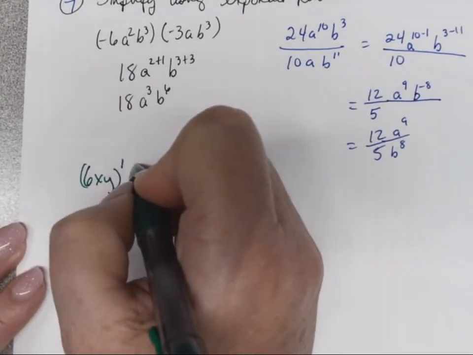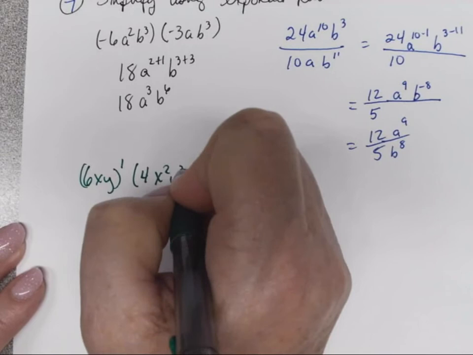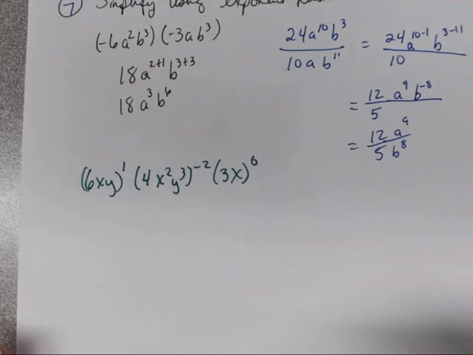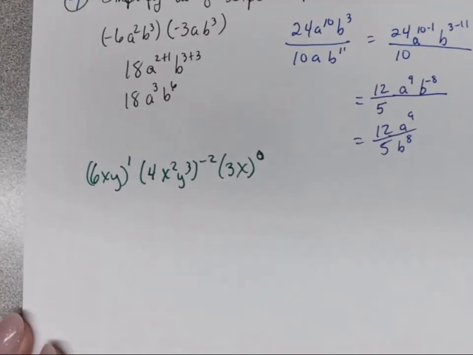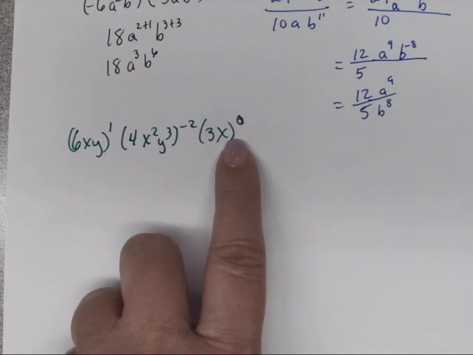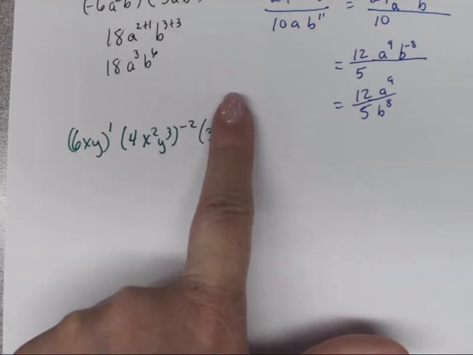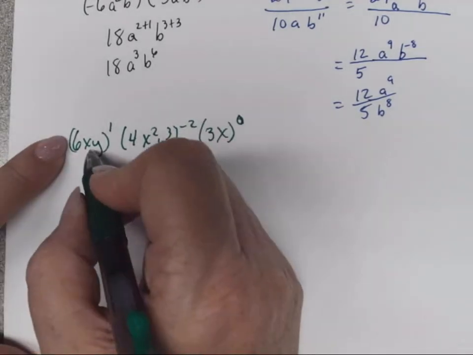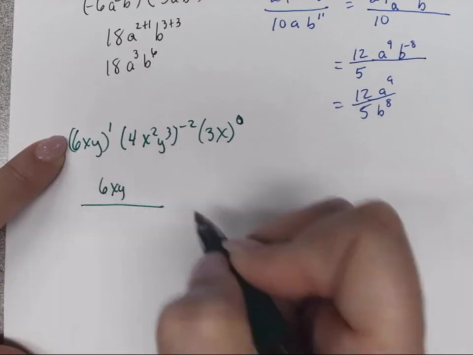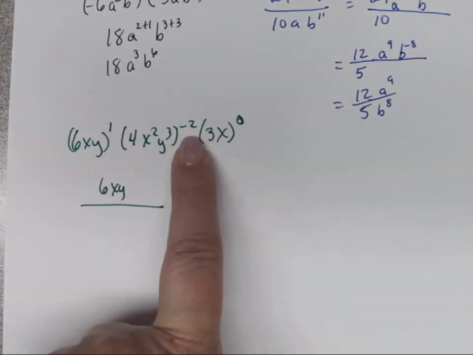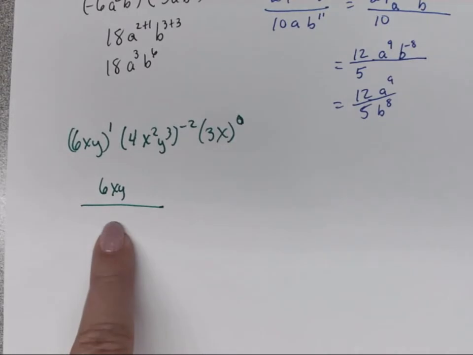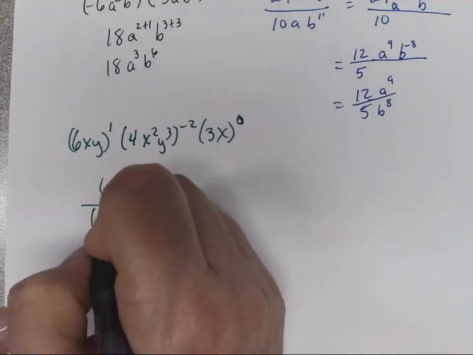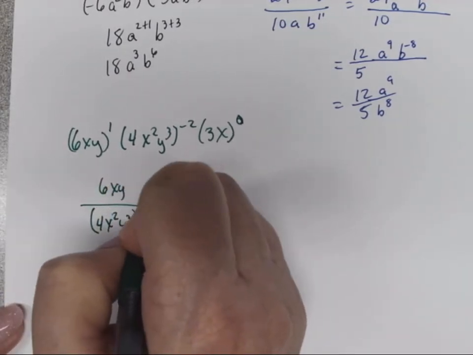6xy to the first times 4x squared y cubed to the negative 2 and 3x to the 0 power. All right, so anything to the 0 power is equal to 1. So this part here does not change anything because you're just multiplying by 1. So we're not going to worry about that part. This part will come up on top. This one has a negative exponent, so we're going to go ahead and move the whole thing down to the denominator. The only exponent that changes is the one on the outside. So we'll have 4x squared y cubed to the second power.